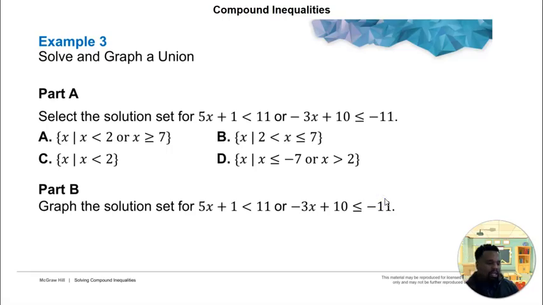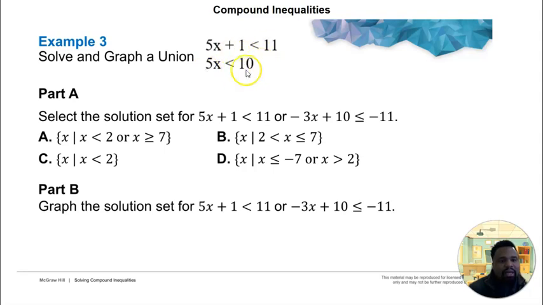All right, let's take a look at this right here. It's saying select the solution for 5x plus 1 is less than 11, or negative 3x plus 10 is less than or equal to 11. We want to see which one will work with that. Let's do the 5x plus 1 is less than 11. Subtract 1 on both sides, that gives you 10. Divide both sides by 5, and x is less than 2.